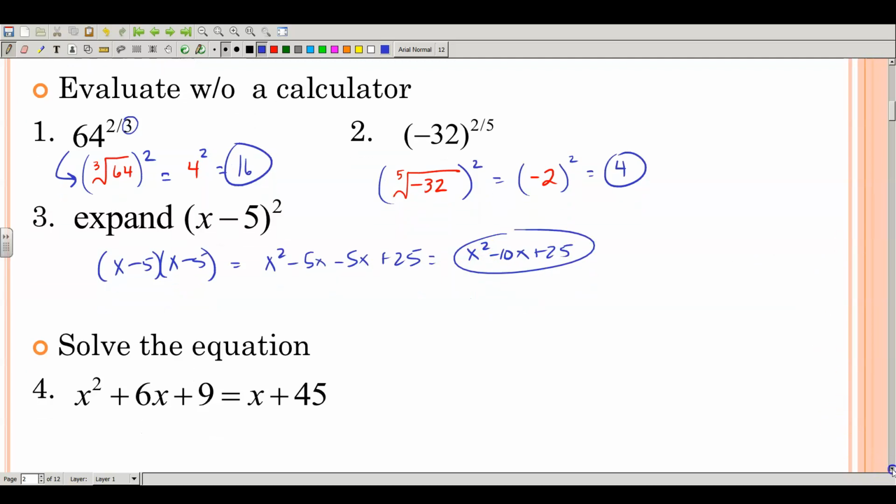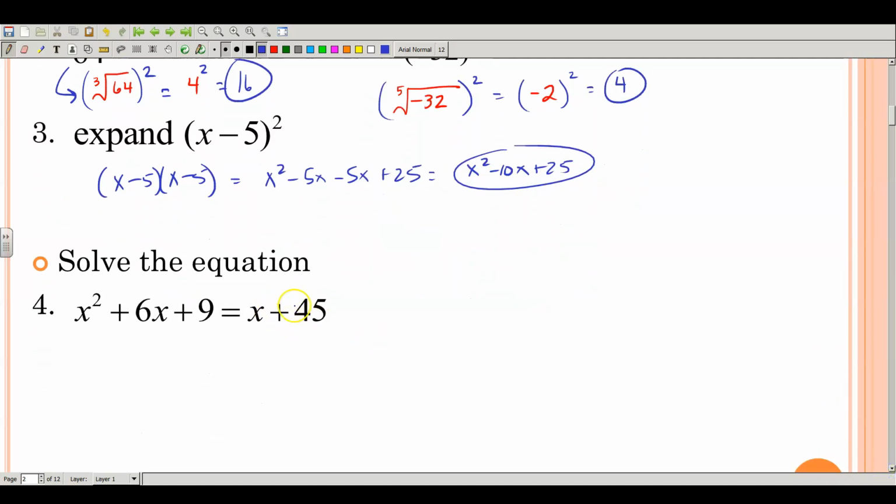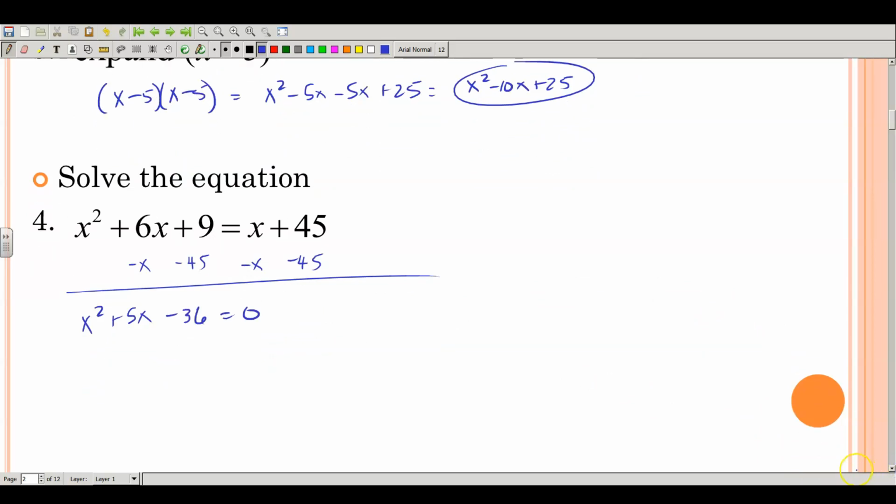And then last one in the warm-up, solve this equation. This is a quadratic equation, so therefore we are going to put it into standard form, making everything equal 0. So I'm going to subtract x and subtract 45 to get this over to the other side. This will then become x squared plus 5x minus 36 equals 0. And then we can solve the quadratic either by factoring it and using the zero product, or we could use the quadratic formula.